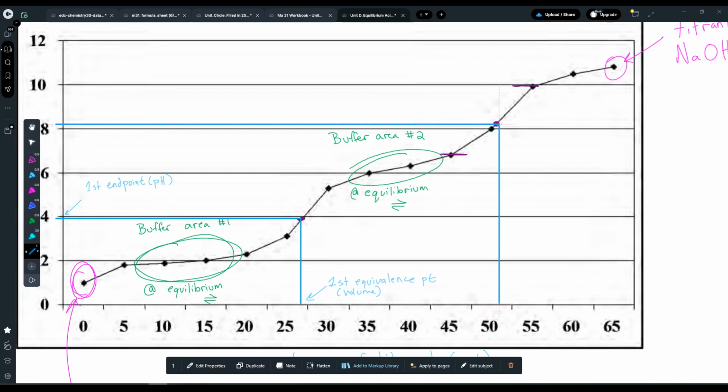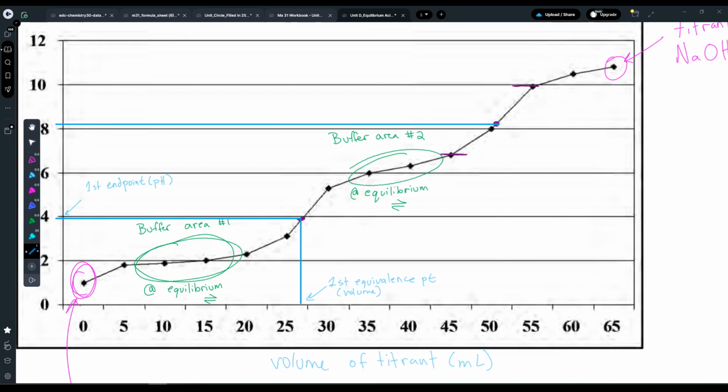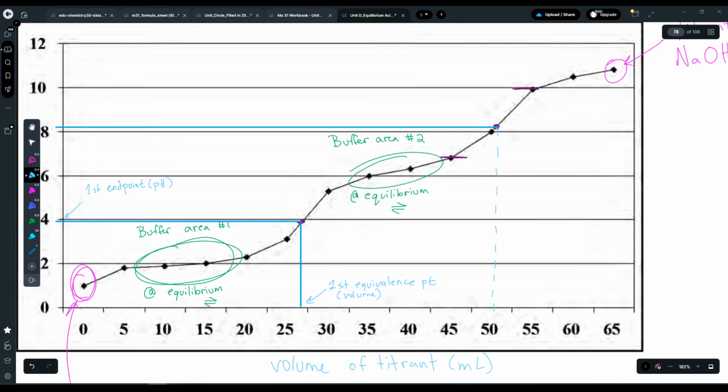So due to my snap grid not letting me draw this line where I want it to be, I'm just going to have to freehand it here. And I'll just try to do it as straight as possible. So here's where my second equivalence point would be.